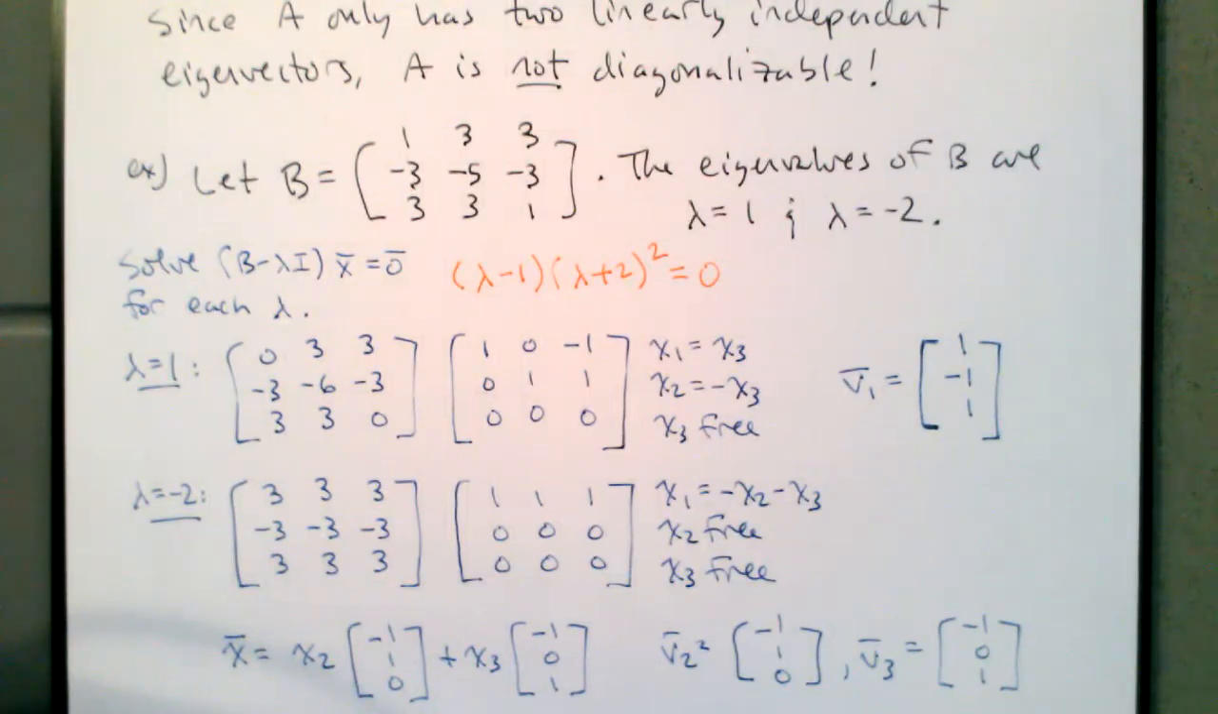It was a 3 by 3 matrix, so we need to get a third degree polynomial equation. So we know there are going to be 3 solutions. 1 appears once and negative 2 appears twice. So what we found out in this case, the eigenvalues of B were 1, negative 2, and negative 2.